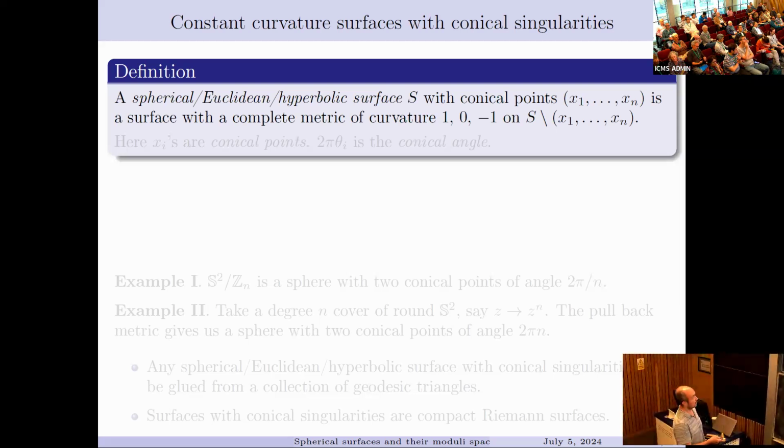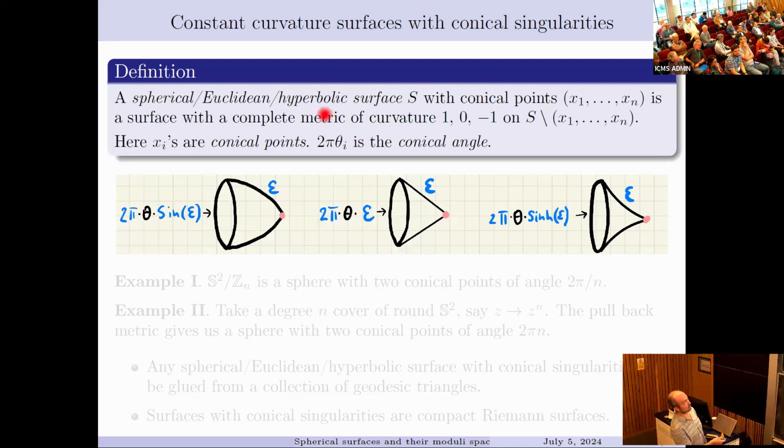And you see, the singularities have an angle. Because basically, if you draw a cone, this is a typical Euclidean cone that you are used to. If you take a Euclidean cone, you can take a circle of radius epsilon, and it will have length 2 pi theta epsilon, where theta is the conical angle. If you have hyperbolic geometry, you will have this formula with hyperbolic sine, but again you will have this theta. And in spherical geometry, you will have this formula. But again, what is important is 2 pi theta, the conical angle.